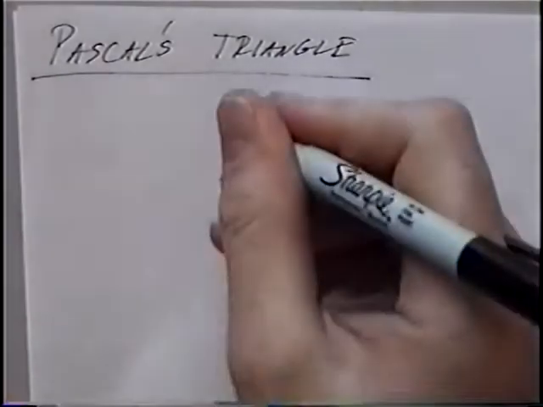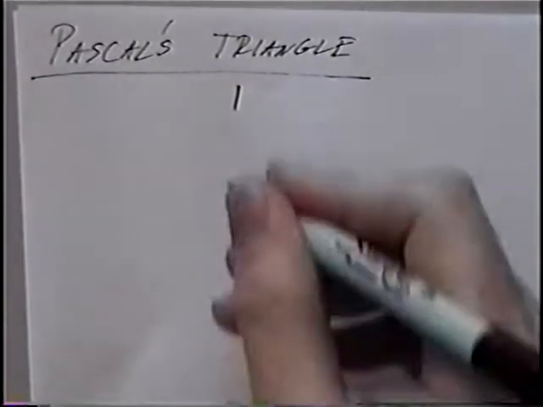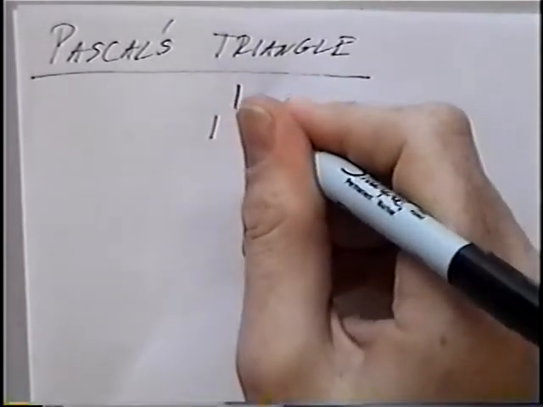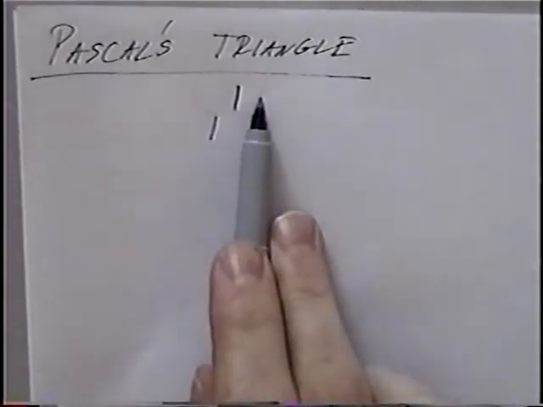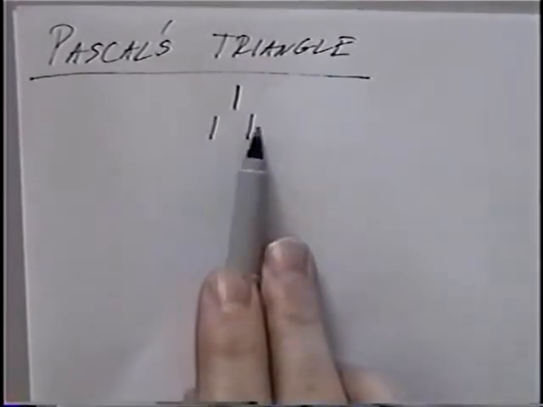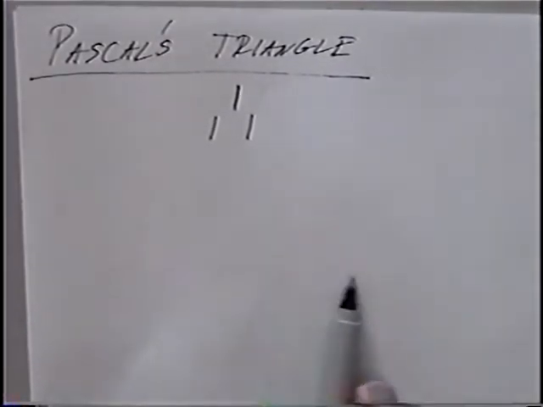To start off Pascal's triangle, we'll start with the single number 1, and underneath of that we'll put 2 more 1s. This 1 is considered the first row, these 2 1s are considered the second row, and we'll continue down and we'll do 9 total rows for Pascal's triangle.